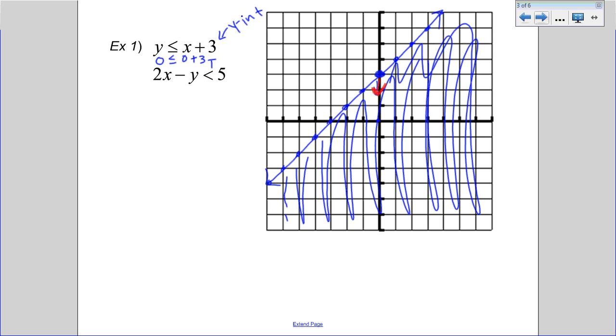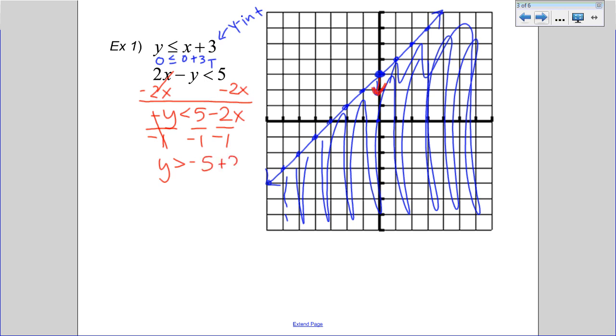So as long as I solve for y, follow my inequalities the right way, I should be able to do that. So let's go through and do it with this one. We're going to subtract 2x from each side. We have negative y is less than 5 minus 2x. And we do have to divide by a negative 1. And so what happens here is we get y is greater than, so make sure you do the reverse, negative 5 plus 2x.